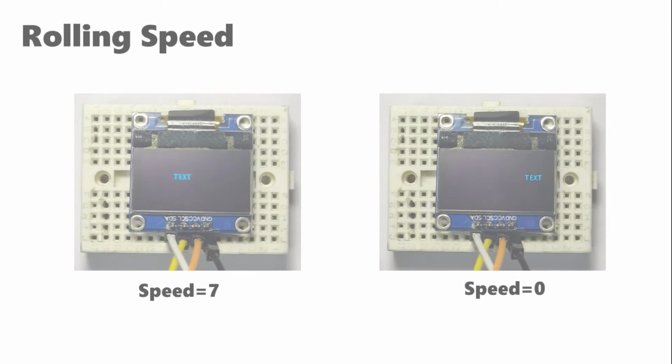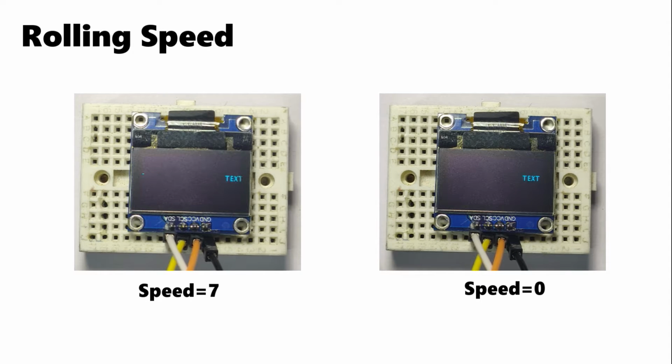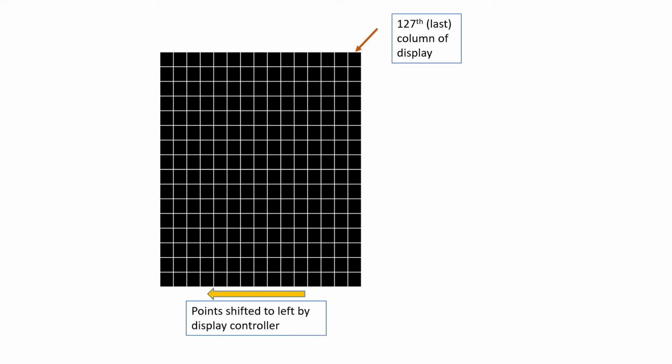In the OLED display, we can set 8 levels of speed, from 0 to 7. We want to draw a rolling sine wave on display. First, we will plot a single pixel on the rightmost pixel column. Then this pixel column will be shifted left by the display controller. Then we need to plot the next point on the same rightmost pixel column.